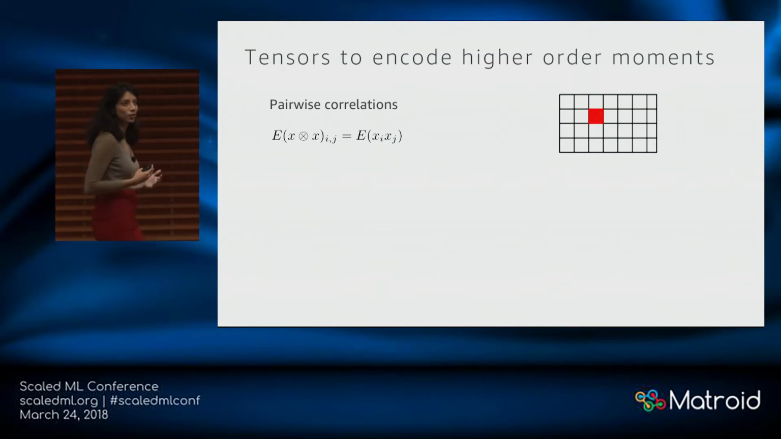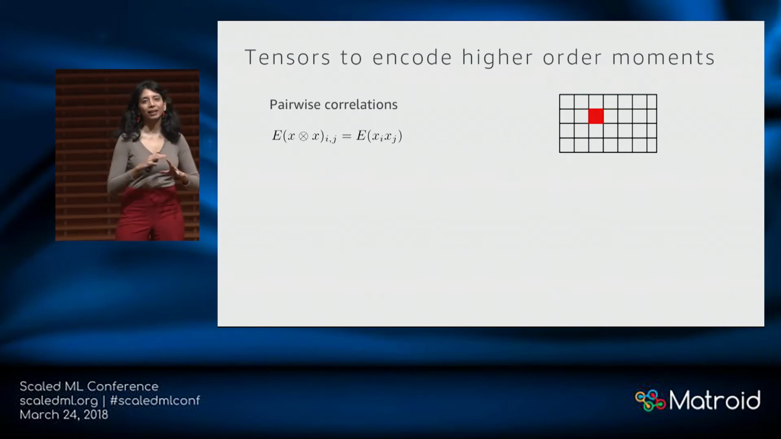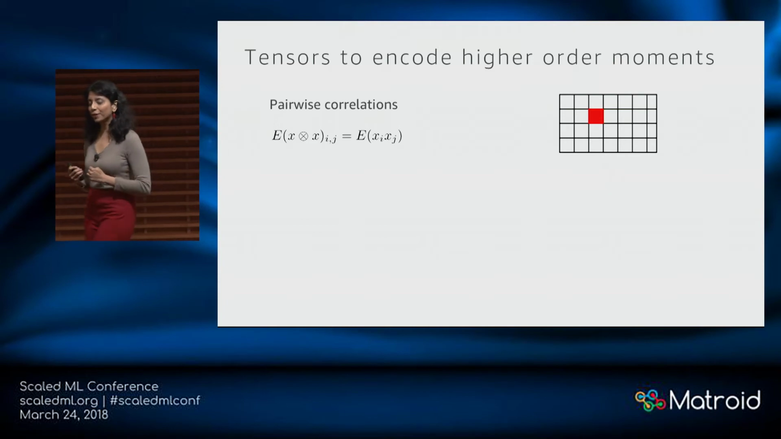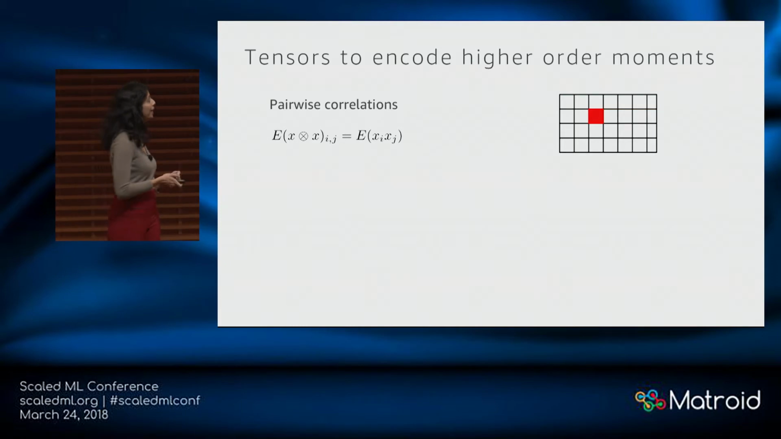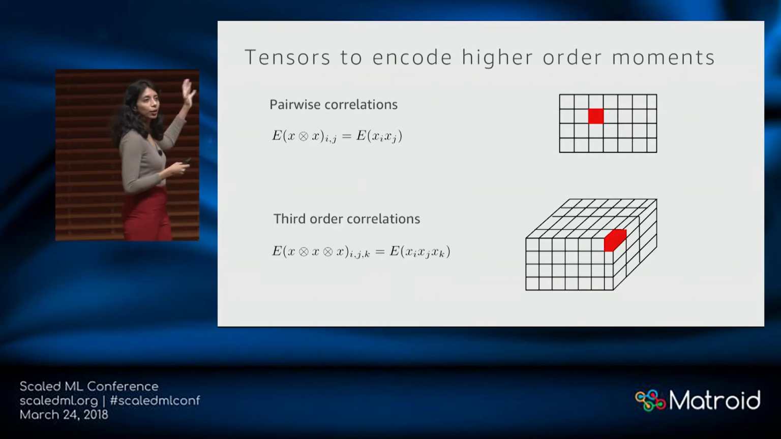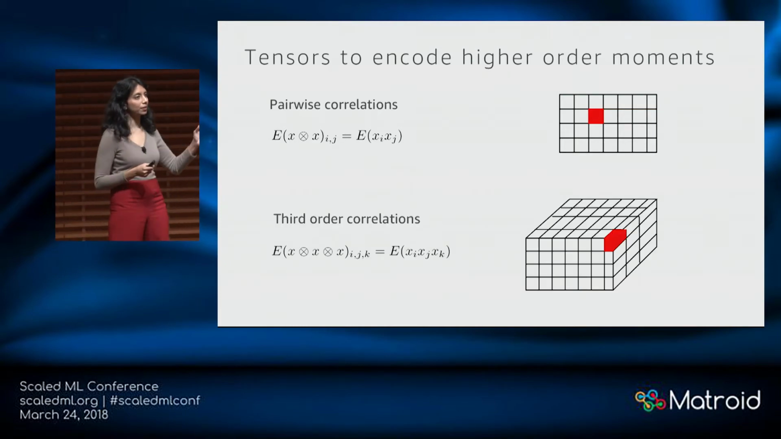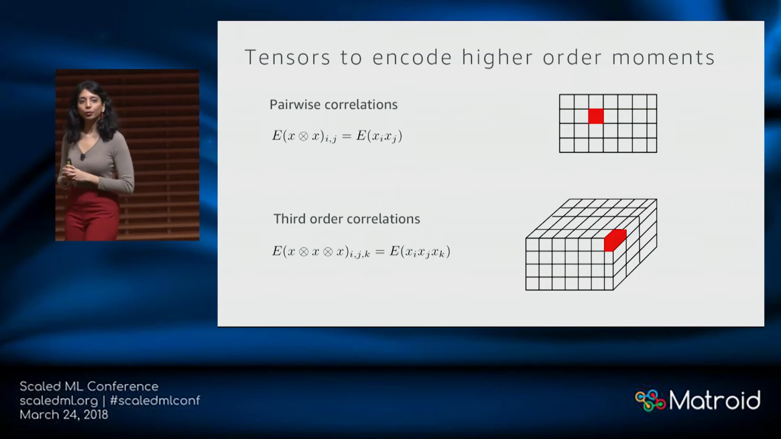So if you have a Gaussian distribution, all you care about are pairwise correlations, and that is enough to fit your data. But then we know that most of the models will not be Gaussian, and Gaussian will not be a good enough assumption. And hence, we can go to higher order correlations, and that's where tensors are also useful.